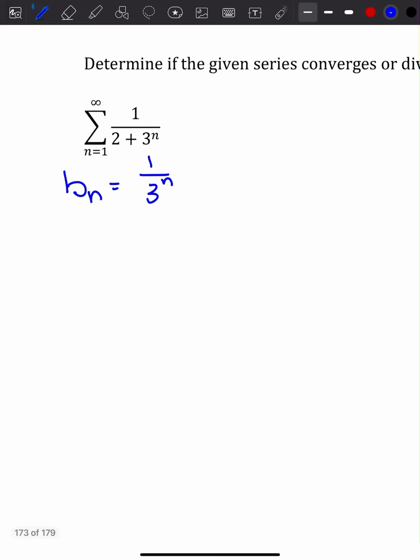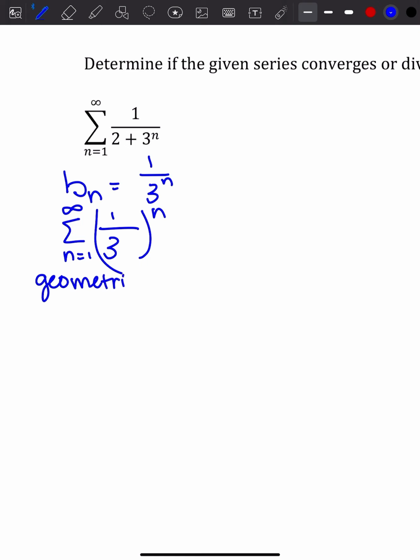That means that we're looking at the summation from n equals 1 to infinity of 1 over 3 to the n power. If I look at this, this could also be written as (1/3) to the n power, which means this is a geometric series. Not only is it geometric, we know that the absolute value of r is equal to 1/3, which happens to be less than 1. And we need to remind ourselves, when the absolute value of r is less than 1, we know that it converges. So this series converges.